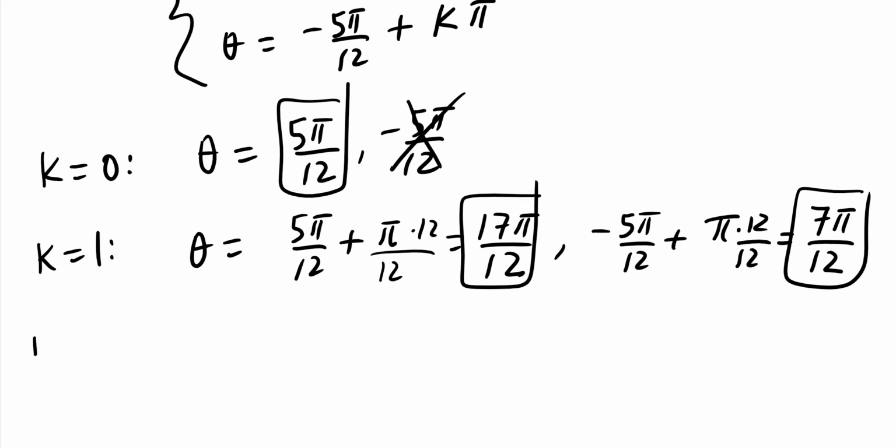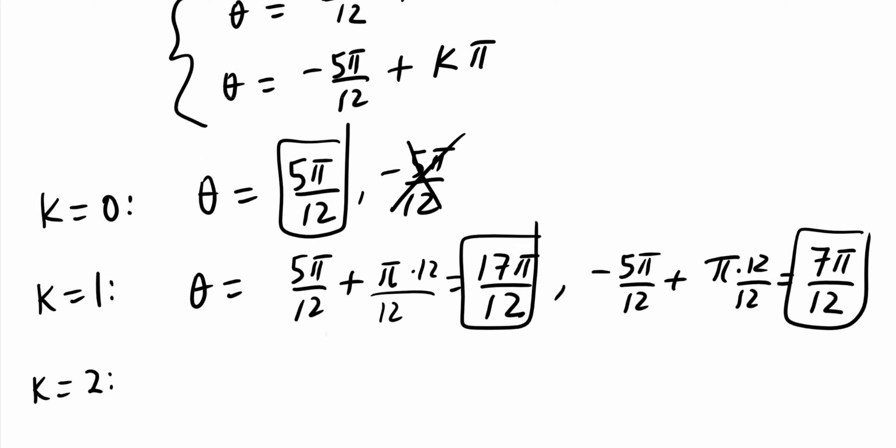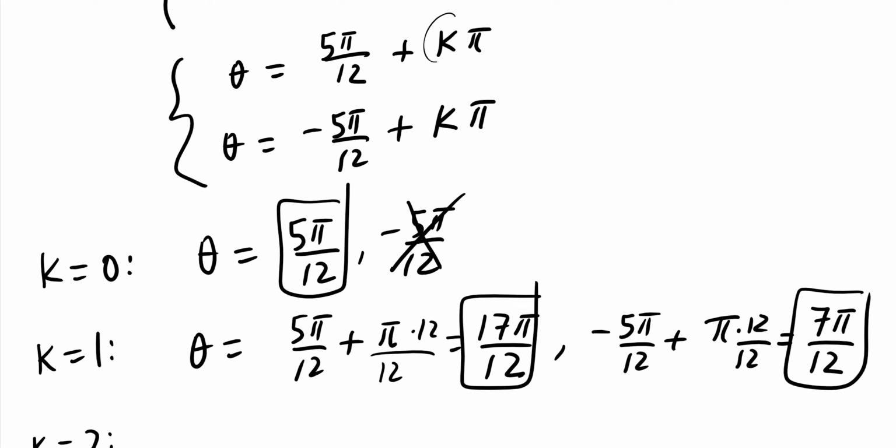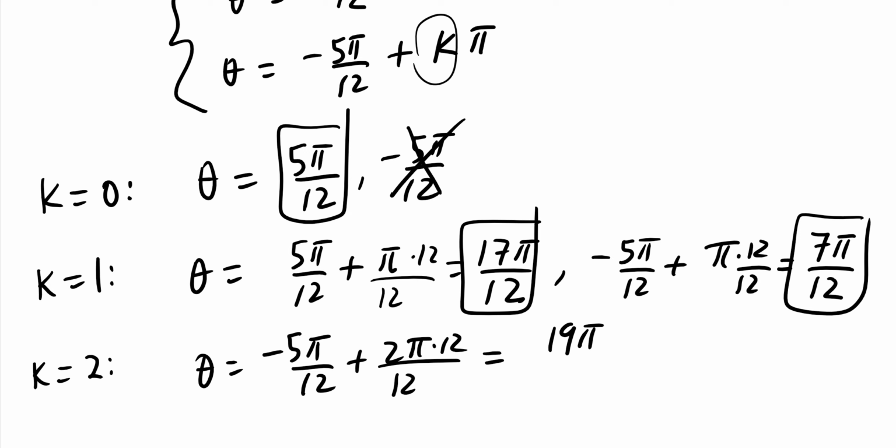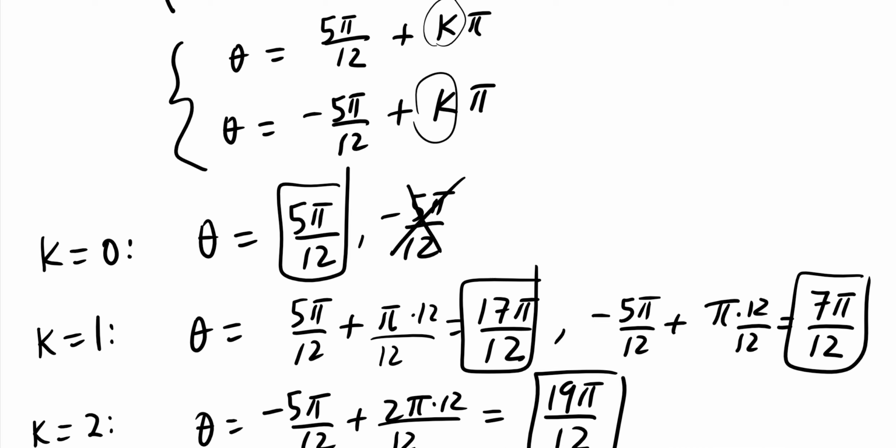Now, what about if I take k equals 2? Now notice, if you put 2 here, 2 pi plus that exceeds 2 pi. But if we put it here, I think it's still fine, because you're taking 2 pi and then subtracting this from it. So multiply by 12. 24 minus 5, it's 19 pi over 12. That's still less than 2 pi. So it works fine.